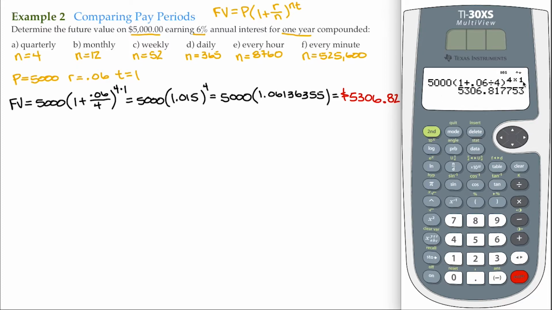So doing it this way on our calculators is very effective when our compounds get very large. So we're going to do the rest of them just like this using our calculator. So for B, we have a future value equal to $5,000 times 1 plus 0.06, except now we have 12 compounds. Divide that by 12. How often does this compound affect our principal here throughout the year? 12 times. What is the life of this loan? 1 year.